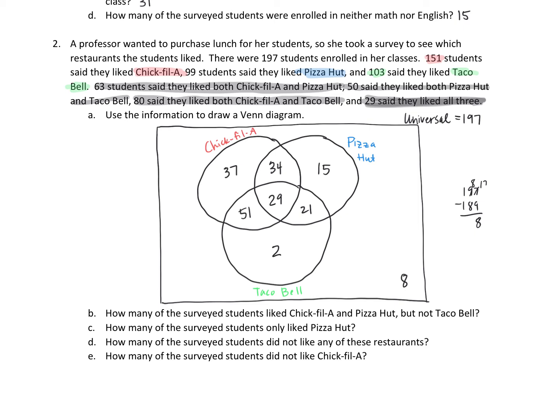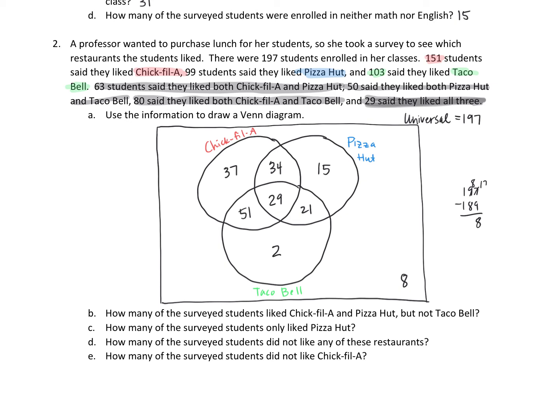Okay, let's see what other questions we can answer now based off of this Venn diagram. So part B, how many of the surveyed students liked Chick-fil-A and Pizza Hut, but not Taco Bell? So Chick-fil-A and Pizza Hut, but not Taco Bell. So Chick-fil-A and Pizza Hut is this part, right? That's in Chick-fil-A and Pizza Hut. But that 29 is also in Taco Bell. So we don't want to include that.